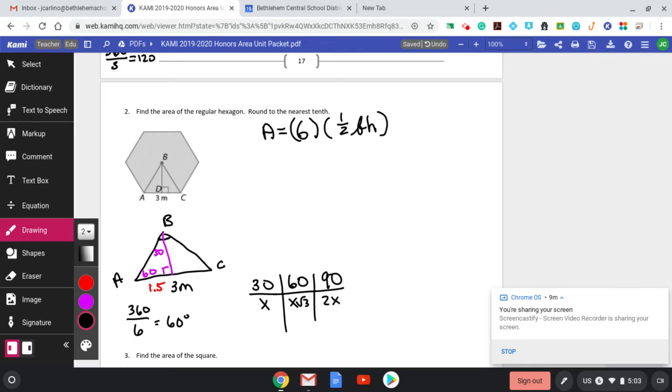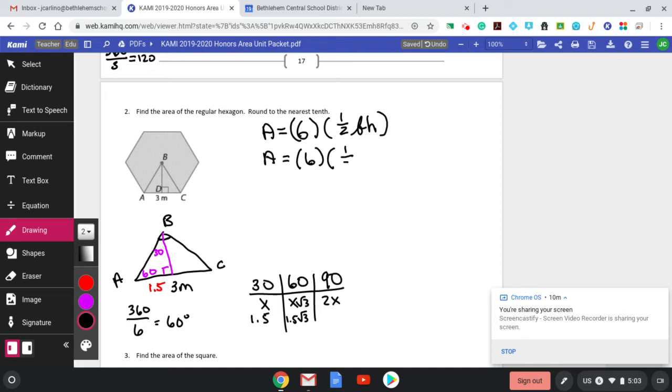Okay, so it looks like 1.5 is across from what angle? The 30. You're looking for the height, which is across from the 60. So I take 1.5 and I multiply it by radical 3. Don't need to go any further. I got the height and the base that I need. Go back up to the formula.